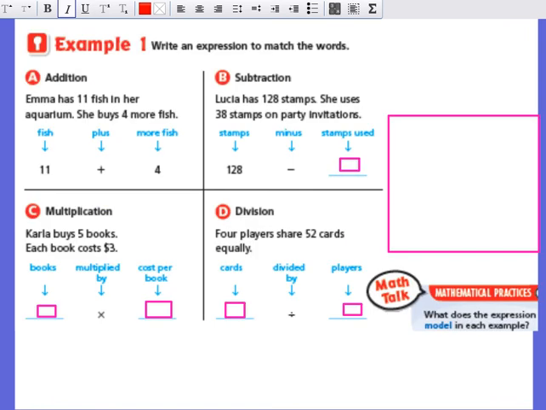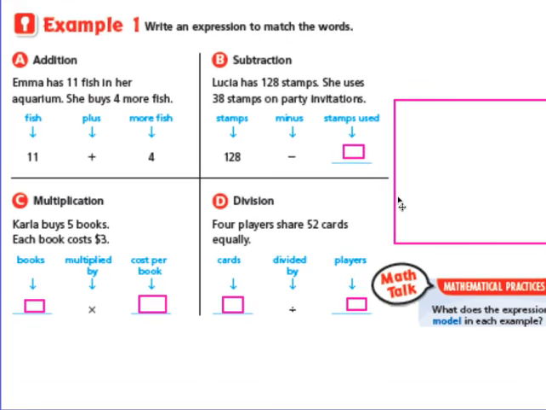Another example is Emma has 11 fish in her aquarium. She buys 4 more, so I write down 11 and 4. If she's buying 4 more, how many does she have altogether? Well, if I have 11 and I add 4 more to it, I know I'm going to use addition. Lucia has 128 stamps. She uses 38 stamps on her party invitation. Well, I know she has 128. She uses 38 of them. If I use them or I take them away, that's a minus.